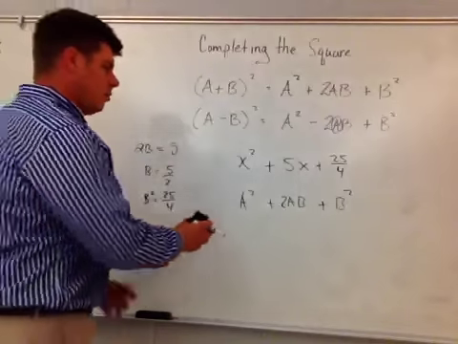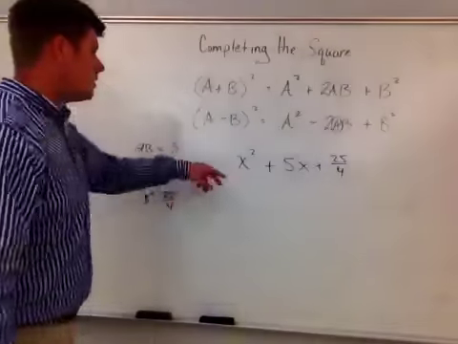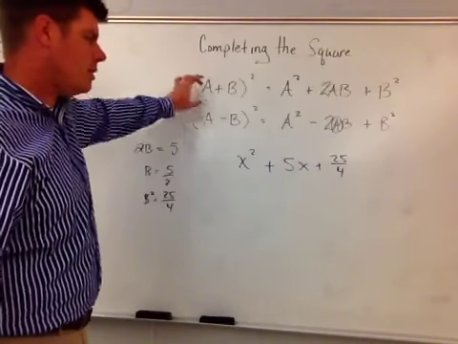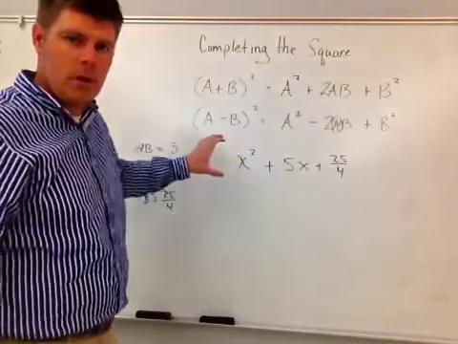And once I add on that completed part there, the important thing is that I can go right back to this. And that's what completes this. So this is now completed the square.